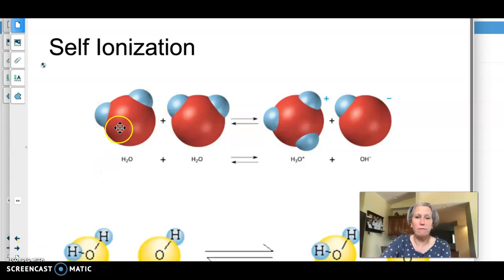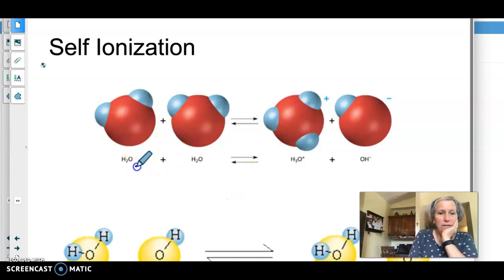So here we have liquid water molecules, and a very, very tiny amount of water will do this. As you look at your bottle or glass of water, there is a little bit of what we call auto-ionization or self-ionization going on. These species are water molecules, and they exist in a liquid phase, so I'm going to label them as liquid.